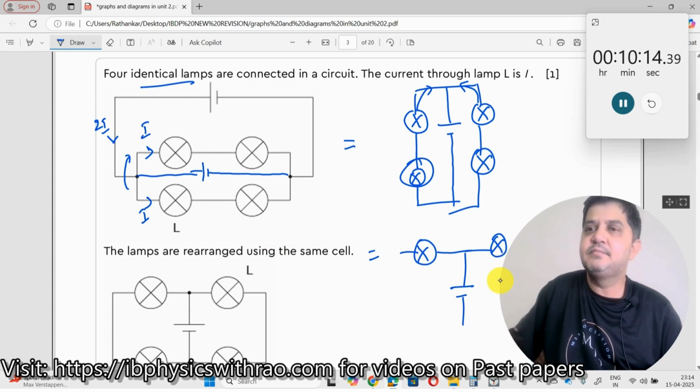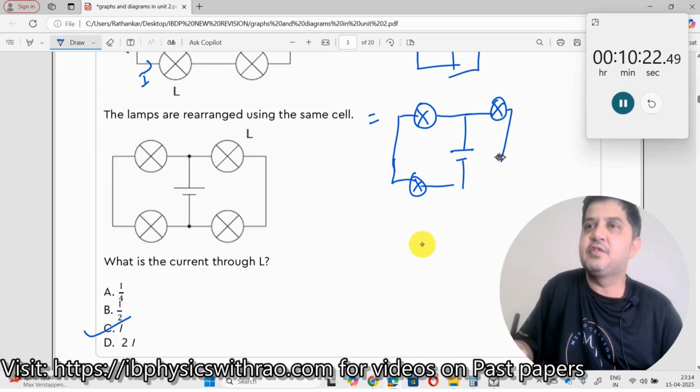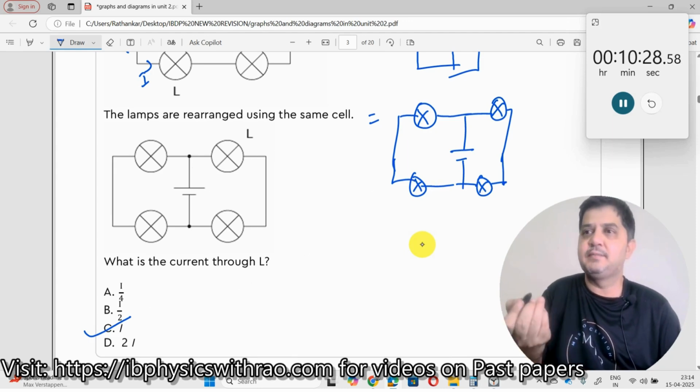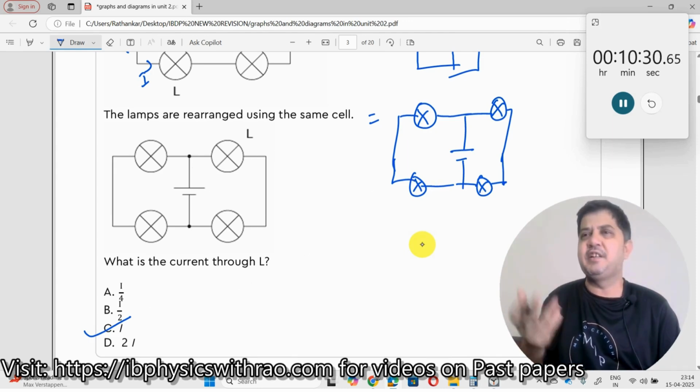And then similarly, I am going to do the same thing. Pull this one here and this one also. I am going to pull it like this. Don't you see that these two are identical? So the current through it is I. There's not much calculation. The same thing you have to repeat.